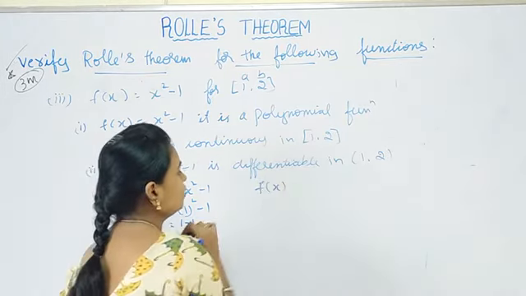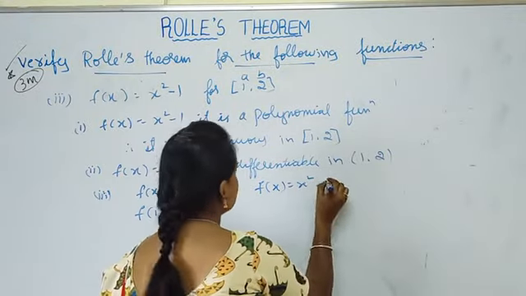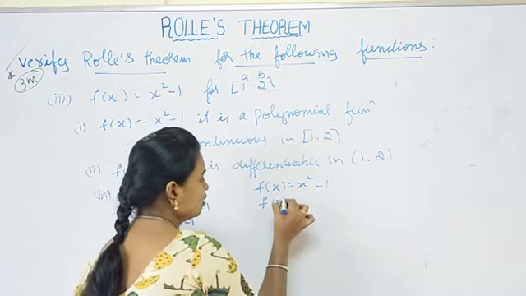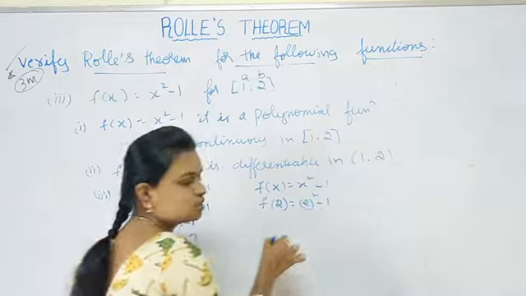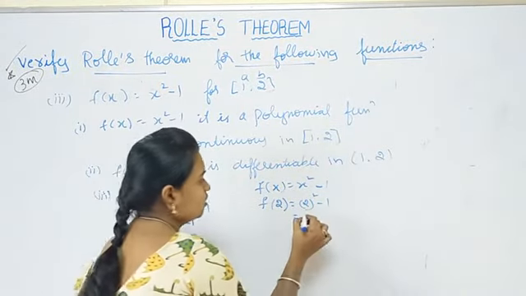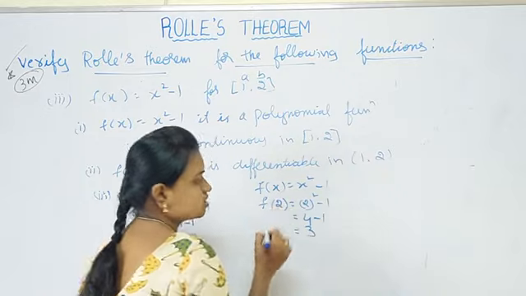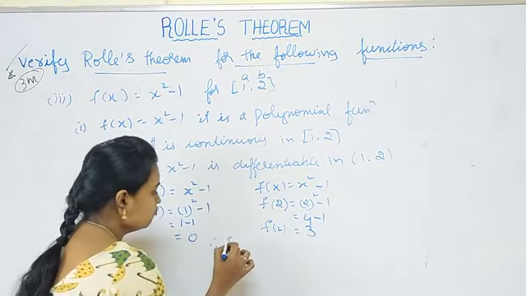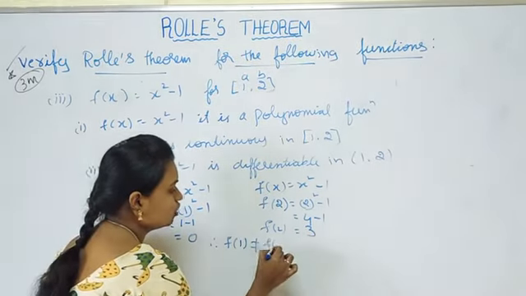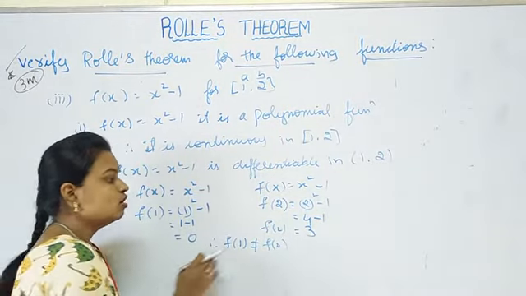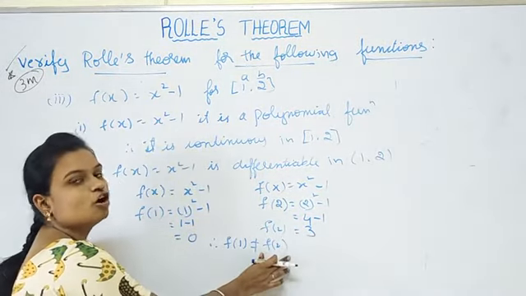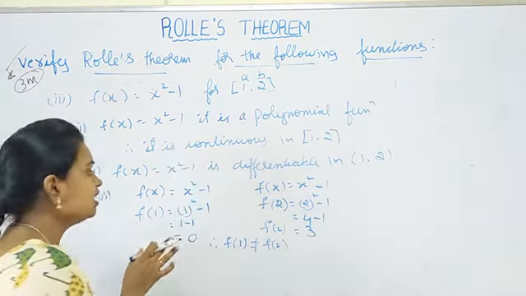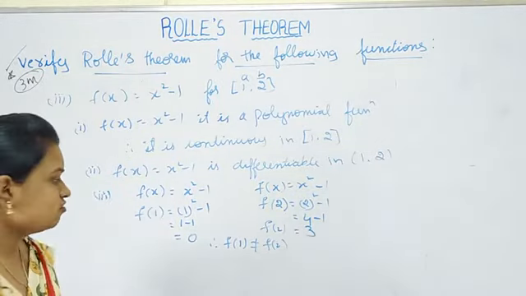Similarly, find f of b. First write f of x, that is x square minus 1. What is the value of b here? b is 2. So find f of 2, that is 2 square minus 1. What is 2 square? 4 minus 1. So 4 minus 1 is 3. f of 2 is 3, but f of 1 is 0. Therefore, f of 1 is not equal to f of 2, right? So the first condition and second condition are satisfied, but the third condition is not satisfied.